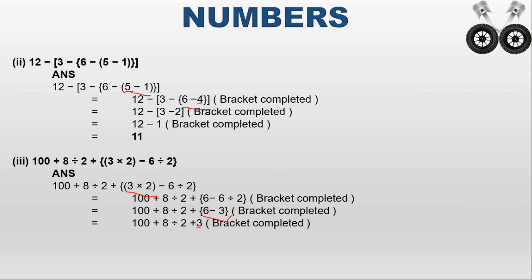So which should be executed first? Division should be executed. What are the operands for division? 8 and 2. So 8 divided by 2, the answer is 4. So 100 plus 4 plus 3. So how many operators are involved here? Only one operator, that should be repeated 2 times. So 100 plus 4, that is 104. 104 plus 3 is 107.